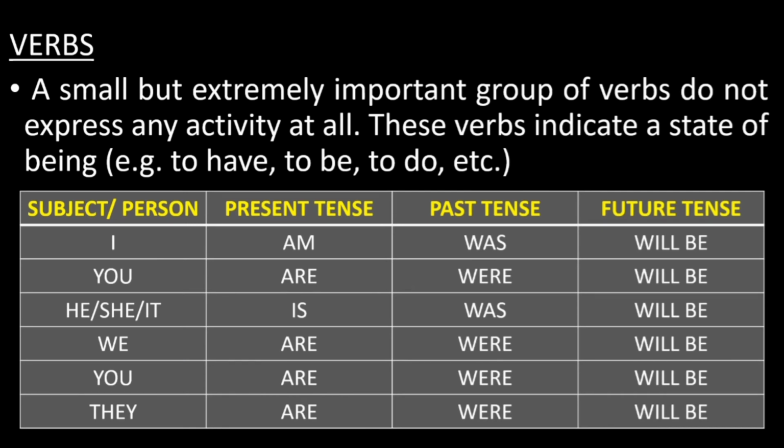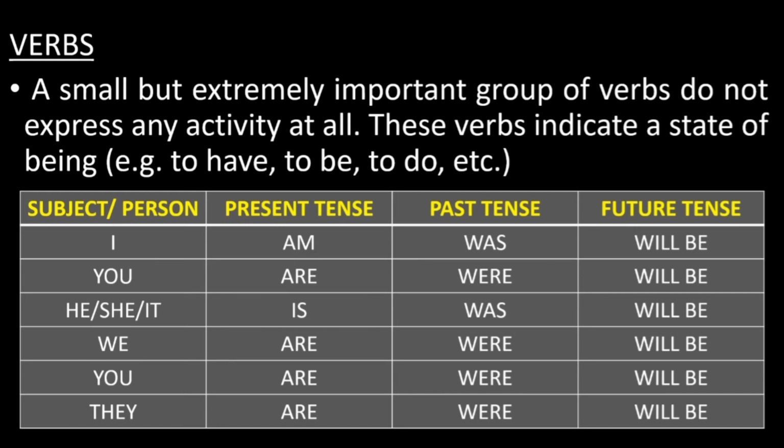A small but extremely important group of verbs do not express any action at all. These verbs indicate a state of being. For example, verbs to have, to do, to be, etc. Now in a language, we have the first person, the second person and the third person. It can be in the singular as in I, you, he, she, it. Or we can speak of the subject as a plural subject. We, you, they are plural.